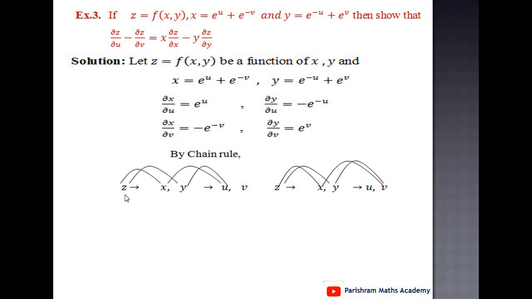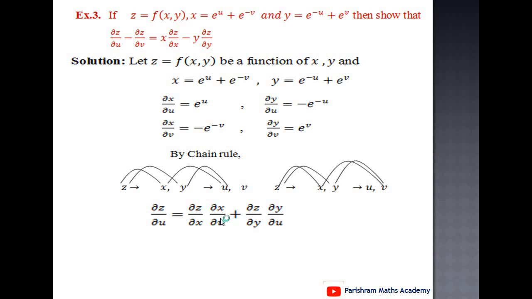Then we can find derivative of function z with respect to u and v, and therefore by chain rule first we can find derivative of z with respect to u. It means dou z by dou u equal to first derivative of z with respect to x into derivative of x with respect to u plus derivative of z with respect to y and then derivative of y with respect to u. And therefore dou z by dou x into dou x by dou u plus dou z by dou y into dou y by dou u.